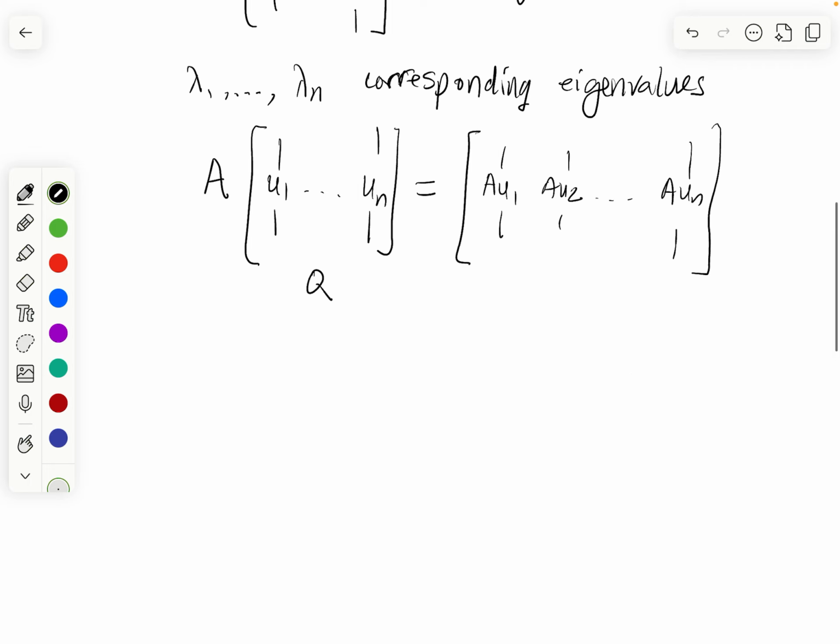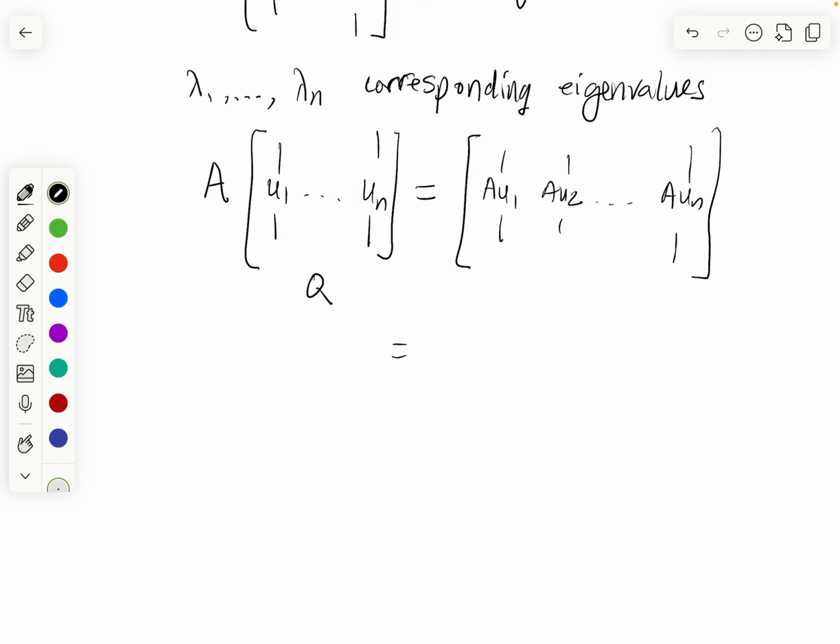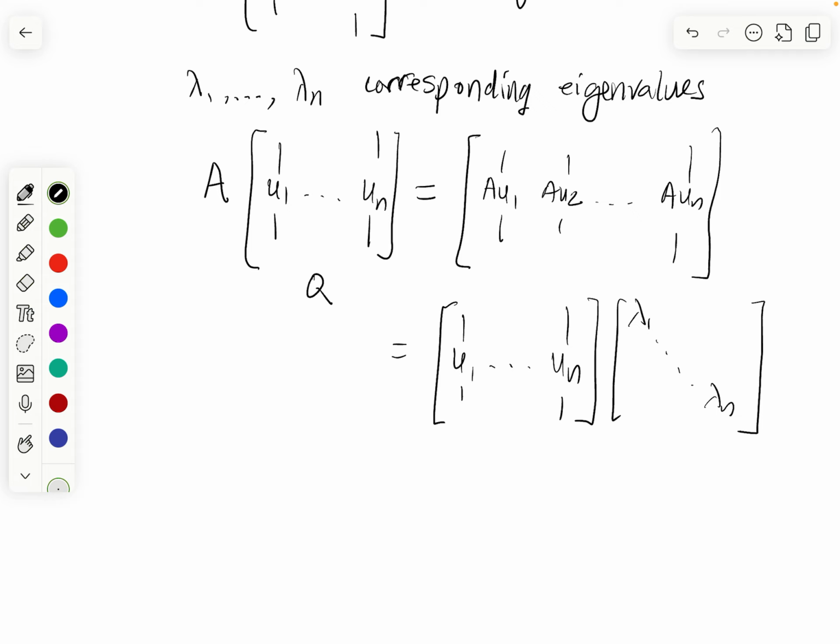And this is the same as the matrix where you take u1 through un on the left and then multiply by this diagonal matrix, lambda 1 through lambda n. So this is Q, and let's call this matrix capital lambda.